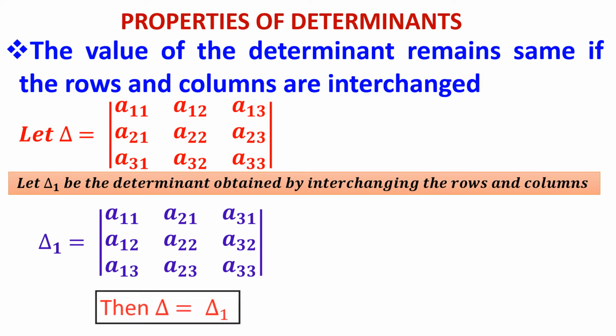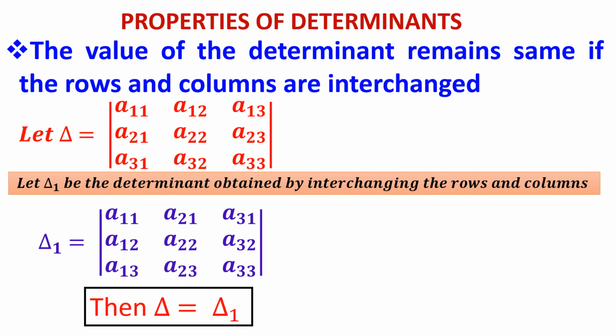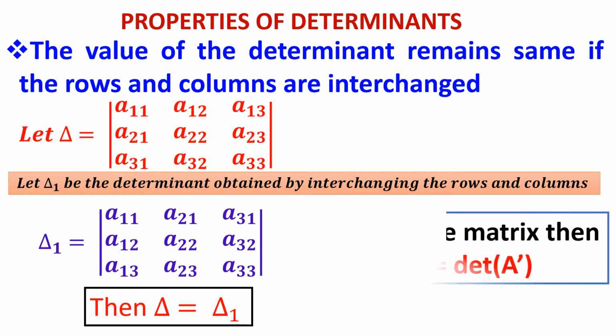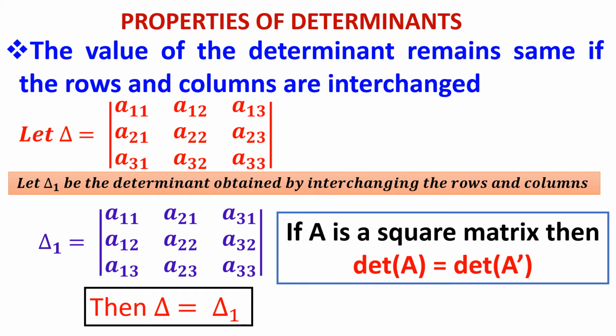If you do it, there won't be any change in the value of the determinant. The value of the determinant will be the same. What is the meaning of it? Therefore, if A is a square matrix, then determinant of A is the same as determinant of A transpose. If you transpose a matrix and find its determinant, the value will be the same.